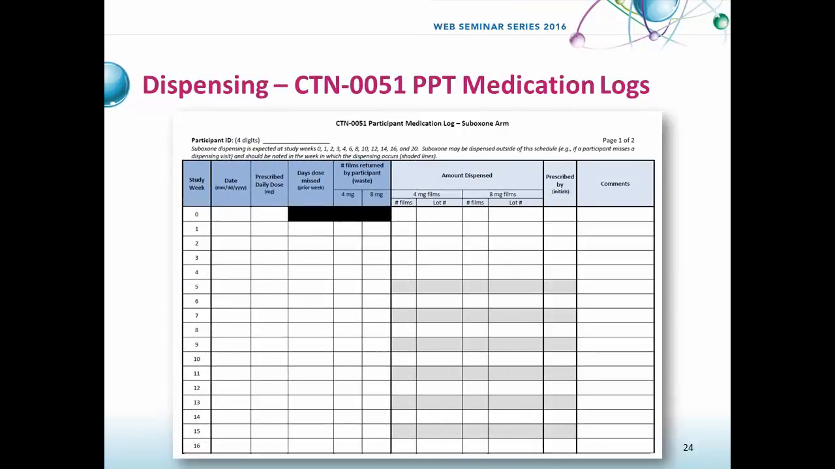Participants on the Suboxone arm received weekly doses at the beginning, then every 2 weeks, and finally every 4 weeks to eventually mirror the dosing schedule of the participants on the Vivitrol arm. As in the prior log, we created shaded lines for the weeks when dispensing was not expected, but was allowed per clinical judgment. This is an easy visual way to make sure that you're recording on the correct line. We didn't put up page 2 of this log, but we created space for dose adjustments and allowed for replacement doses at the discretion of the study physician.